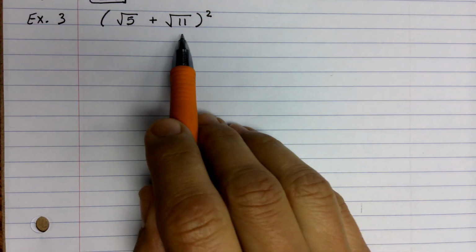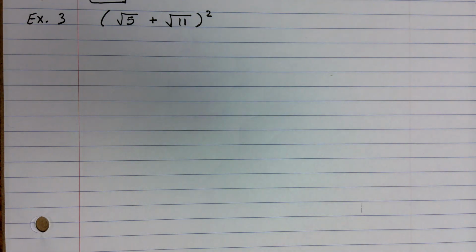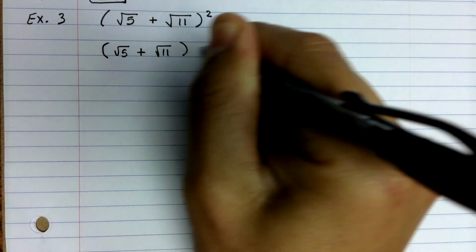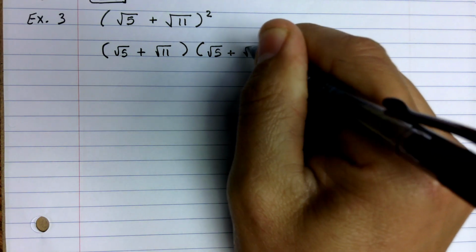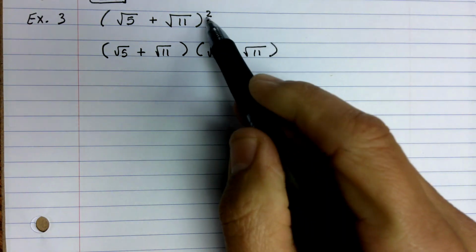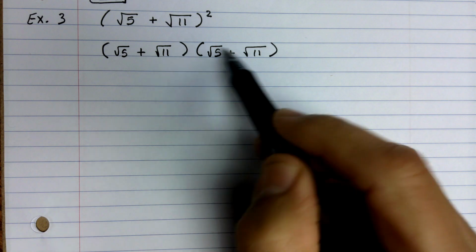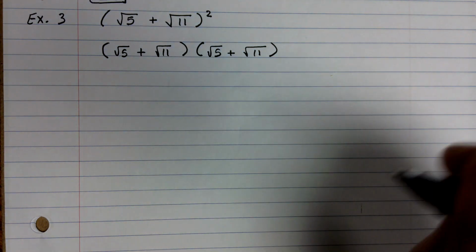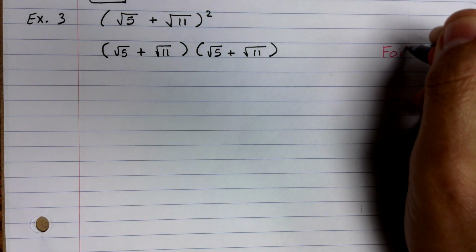So what we want to do at this point is we want to go ahead and write this out as the product of two binomials being multiplied. And what I mean by that is I'm going to simply write it as the square root of 5 plus the square root of 11 times the square root of 5 plus the square root of 11. And that gets rid of this power of 2 that we have here, right? Because now we are simply multiplying this binomial, because it's made up of two terms, together. So what we're going to do from here is we're going to go ahead and we have to FOIL it the same way we would do if we were dealing with quadratics.